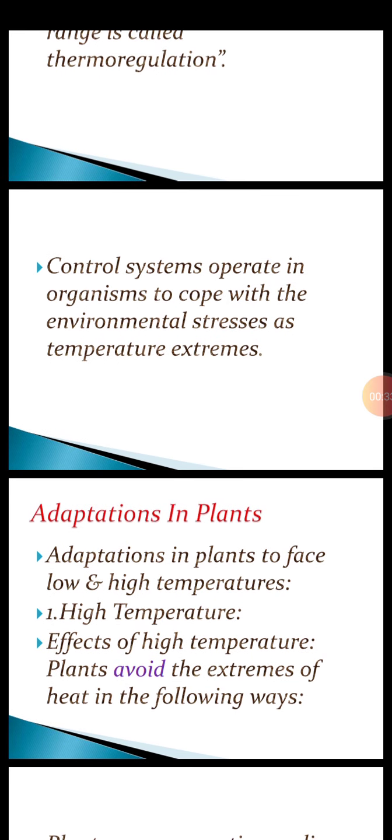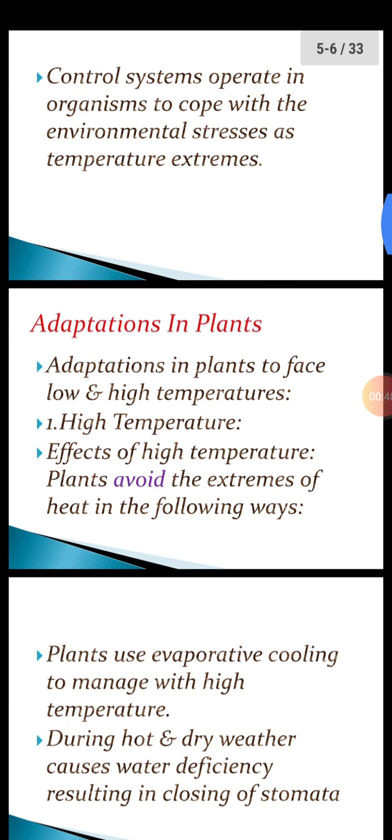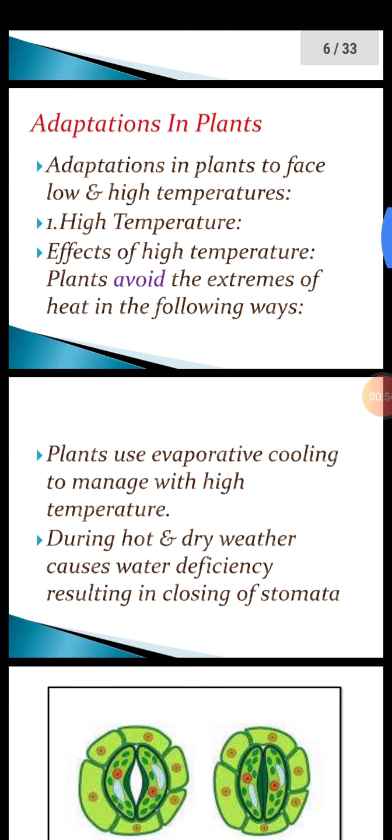Adaptations in plants. Adaptations in plants to face high and low temperatures. Number one, high temperature. What are the effects of high temperature on plants? Plants avoid the extremes of heat in the following ways. They use evaporative cooling to manage high temperatures, that is, they lose extra heat.